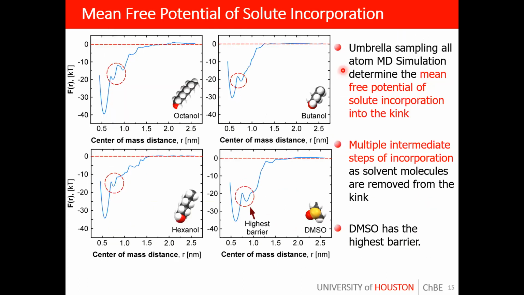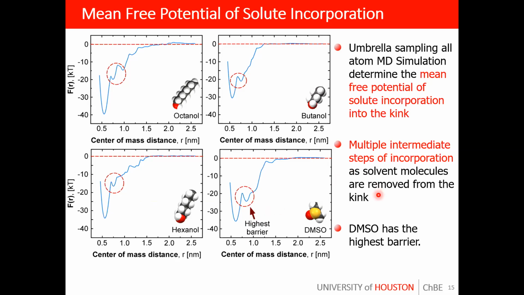And then finally, we use all atom molecular dynamics simulation to calculate the mean free potential of molecule incorporation into the kink. And what we see is that in the alcohols, the activation energy barriers are very similar because of similar interactions at the kink or the growth sites. And the highest barrier can be seen in the case of DMSO. And what we see in general across solvents is multiple intermediate steps for molecule incorporation into the kink.